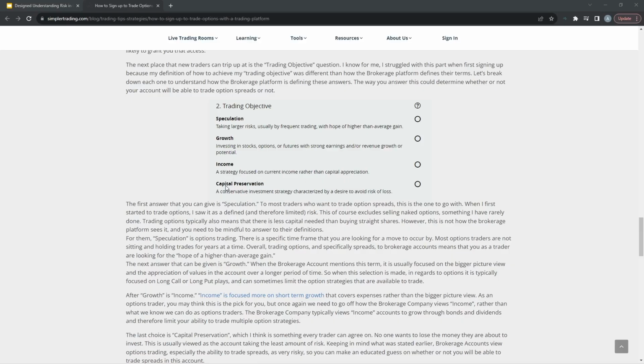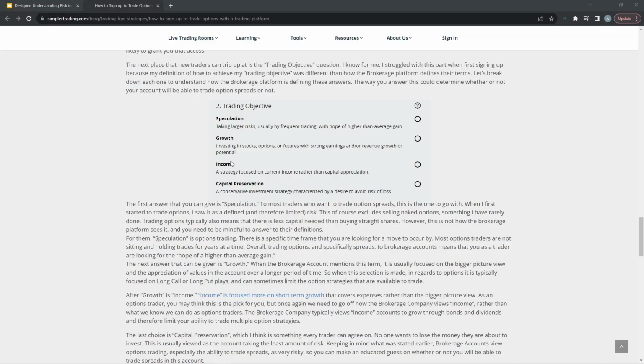Or are you trading for capital preservation, right? A conservative investment strategy characterized by a desire to avoid risk of loss. So when I was first doing that, and I was answering these questions in my brain, the way I'm trading is for income and growth, right? The idea is I'm looking to make trading a full-time job, and obviously I want to grow my account. But that's not how the brokerage account views it, right?